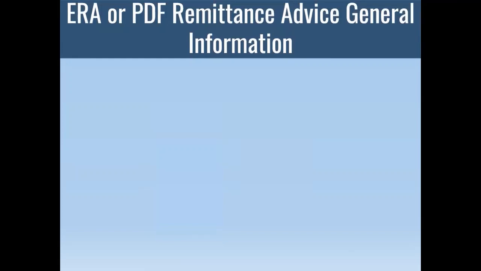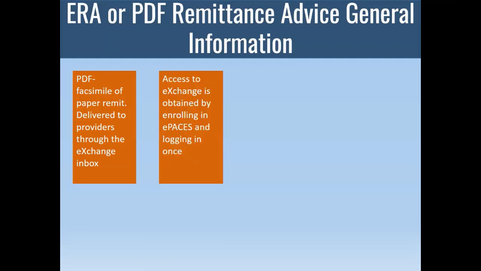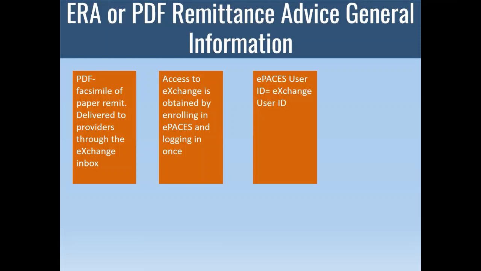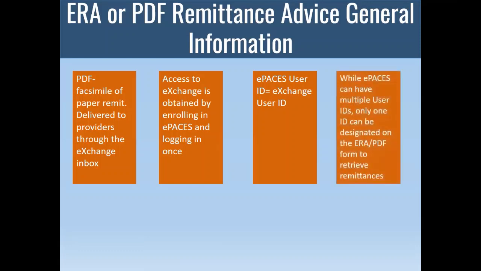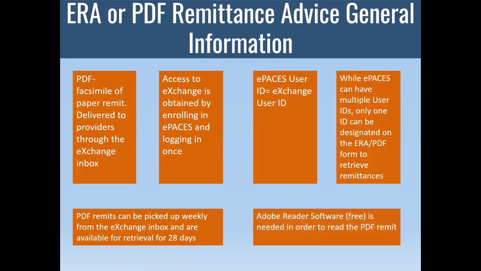ERA or PDF remittance advice general information, continued. PDF is a facsimile of the paper remit, delivered to providers through the Exchange inbox. Access to Exchange is obtained by enrolling in ePACES and logging in once. The ePACES user ID is the same user ID for the Exchange. While ePACES may have multiple user IDs, only one ID can be designated on the ERA PDF form to retrieve remittances. PDF remits can be picked up weekly from the Exchange inbox and are available for retrieval for 28 days. Adobe Reader software is needed in order to read the PDF remit.